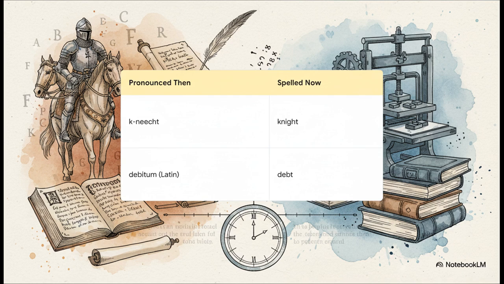Or take the word debt. That silent B was actually added in later by scholars who wanted to show off that the word came from the Latin debitum, even though no one was ever saying the B sound.